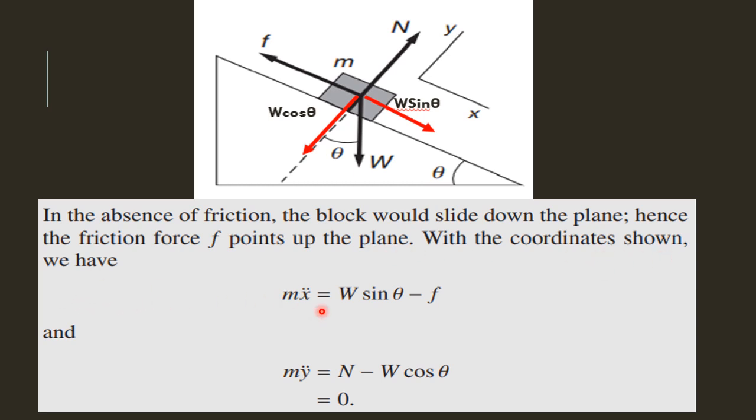With the coordinates shown, we have the first equation, m x double dot, which is the x component of the force. X is this direction. So m x double dot is equal to w sin theta minus F. These are the two forces acting along the x direction, where F is the friction force. And what is the equation for force along the y direction? m y double dot is equal to N minus w cos theta. The value will be equal to 0 because there is no movement along the y direction.